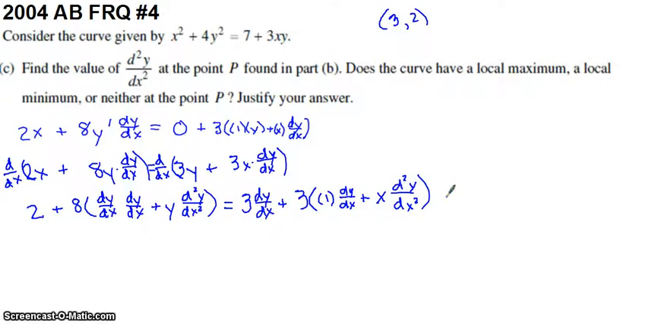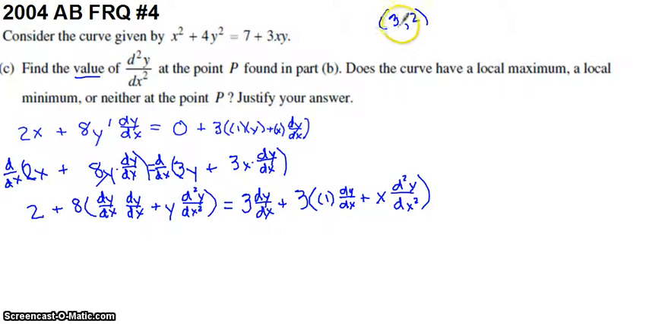Now, it says find the value of the second derivative at point P found in part B. This would be much more challenging if it said to find the second derivative, because at this point we would now need to solve this expression for d squared y dx squared, or the second derivative of y with respect to x. It's possible to do that. It's going to get a little bit ugly, and you see that your answer is going to depend on the first derivative, which you have from part A, and you can put it in place of dy dx. Good news is we're not asked to do that. We're asked to find the value of the second derivative at this ordered pair.